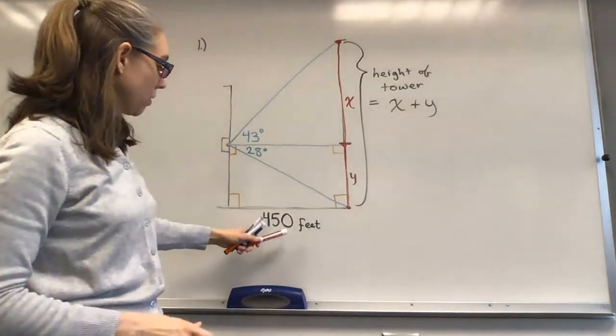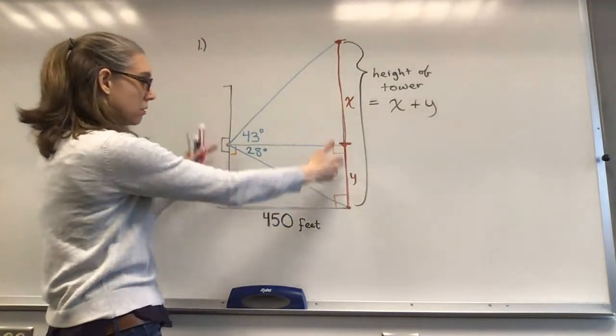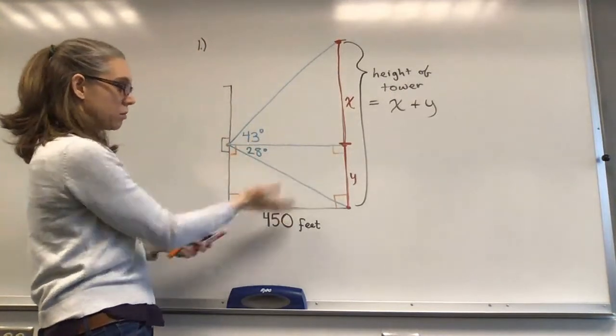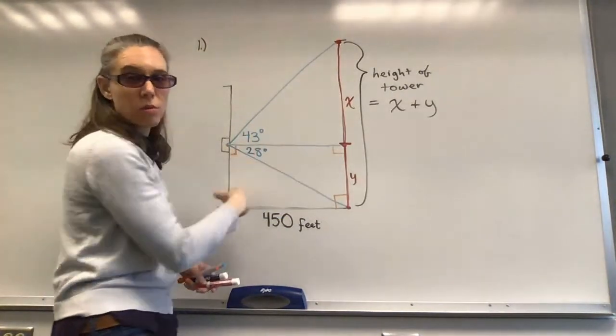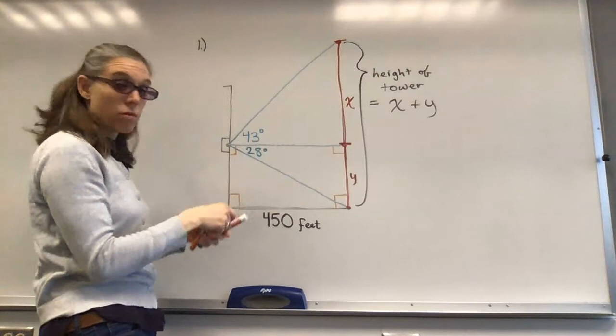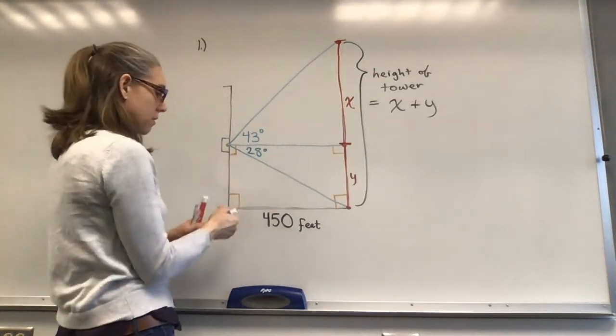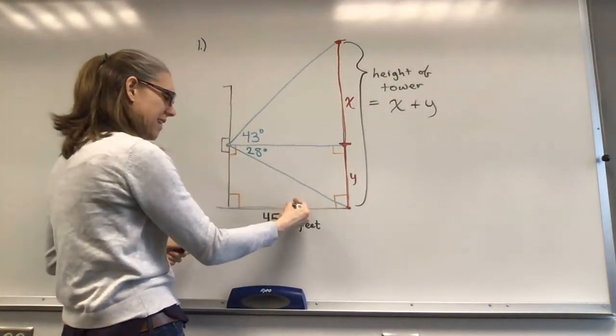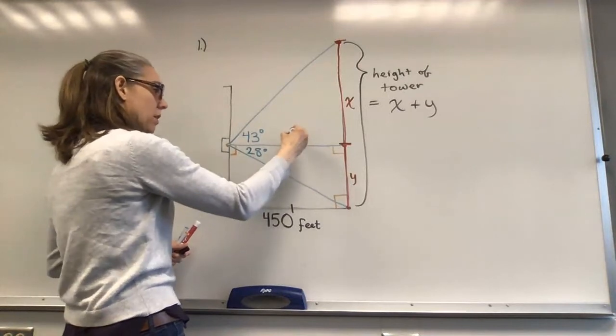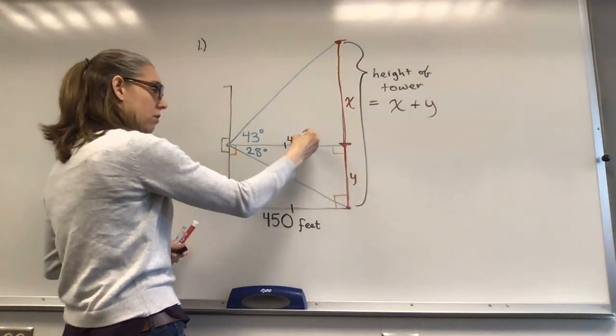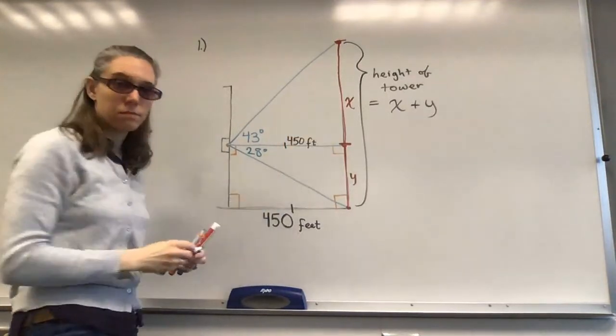Now this 450 feet here is also going to be replicated right here because by forming these four right angles, we've created a rectangle. And so since opposite sides of a rectangle are congruent, we can say that this side right here is also 450 feet.